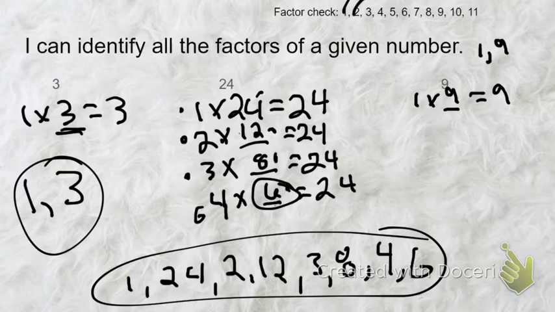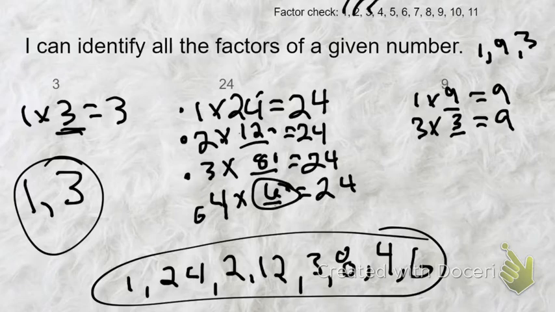3. Would 3 work? Does 3 times something equal 9? I think so. So go ahead, pause the video, and see if you can figure out what times 3 equals 9. Okay, hopefully you said 3, right? So 3 times 3 equals 9. Do I need to write 3 twice on my factors list? No, because 3 is the same as 3. So why take up space, right? So I'm just going to write it once, okay?